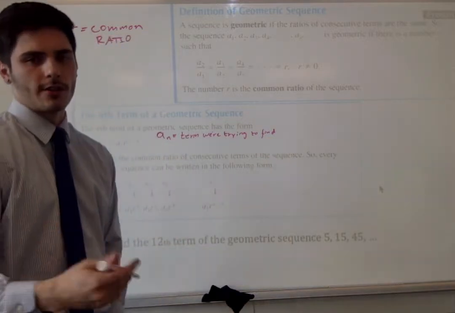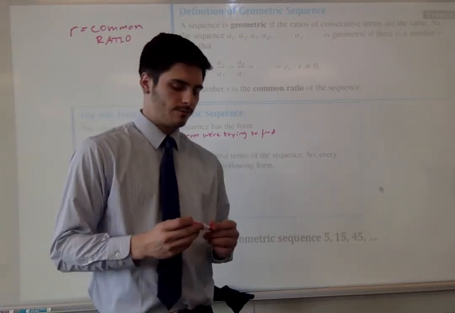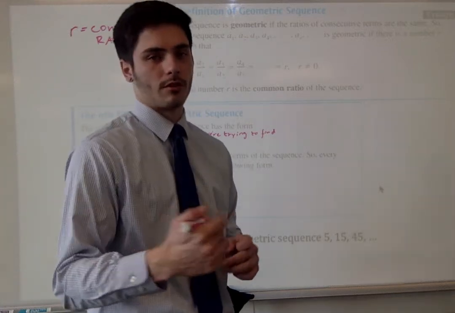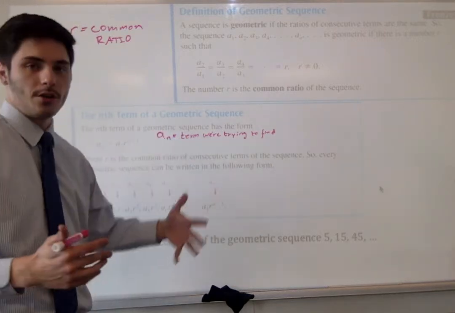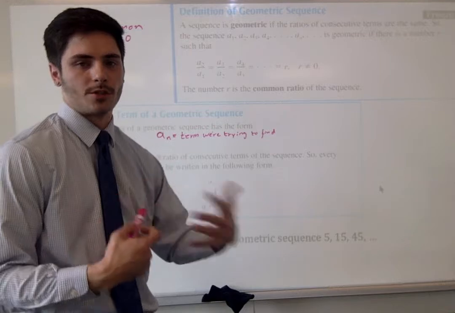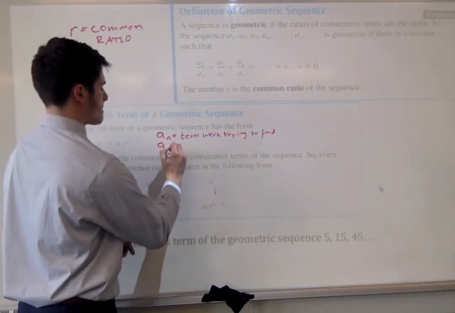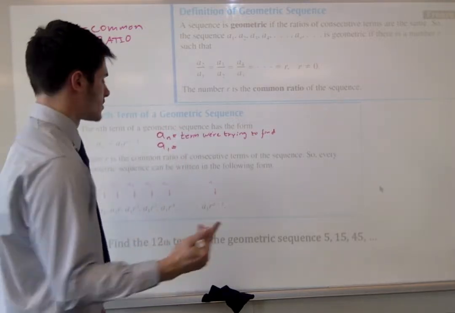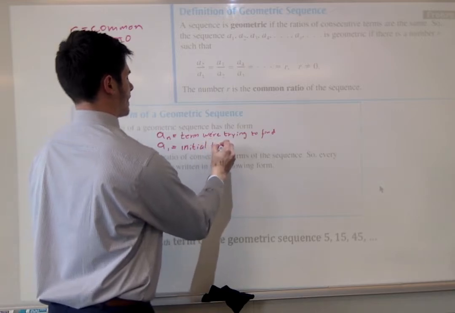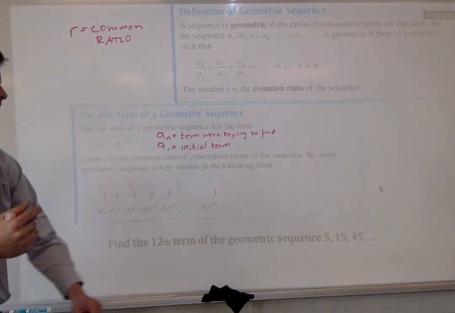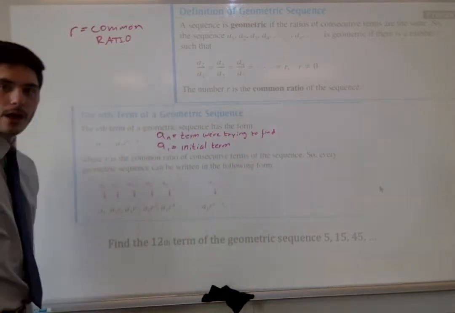Not always, but usually if we're finding the nth term, that's the term that we're trying to find. Usually they don't give us an nth term, we're solving for an nth term. But a sub n is going to be the term we're trying to find, or the unknown term, or whatever term it's asking us for. So a sub 1, just like with the arithmetic sequences, is going to be our initial term. r, as we said, is the common ratio. We'll just keep that right there.